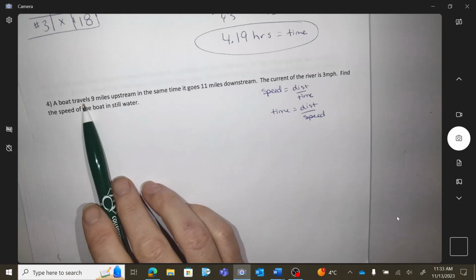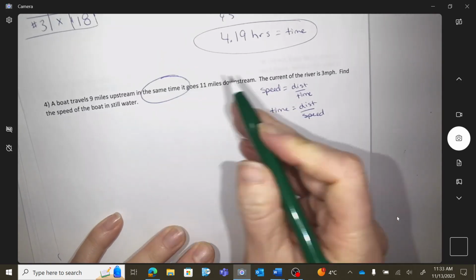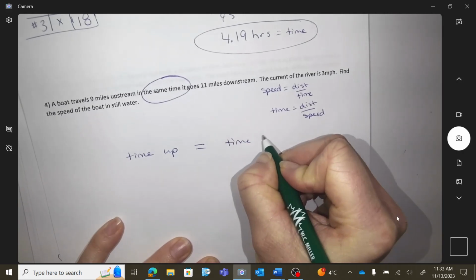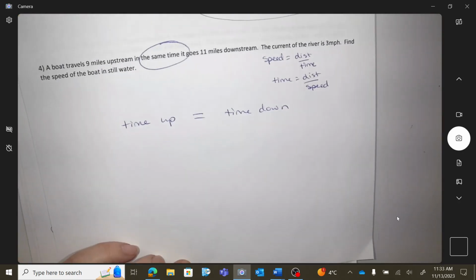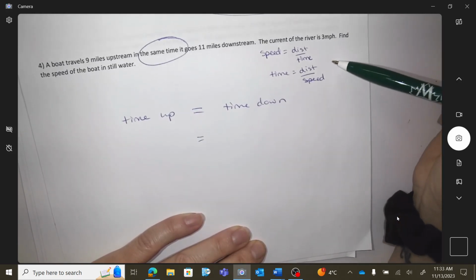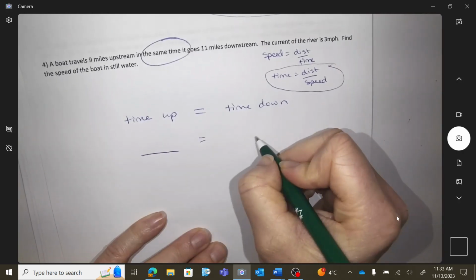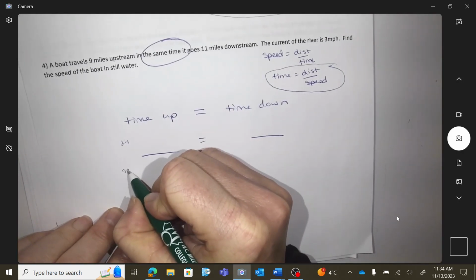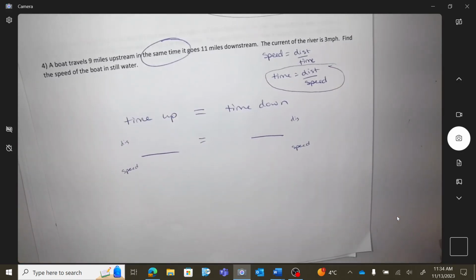Okay. A boat travels 9 miles upstream in the same time it does that downstream. So I want you to write time up equals time down. The time to go upstream is the same as the time going downstream. Okay, so I'm going to use this. So I'm going to put a fraction and a fraction. Okay, so you guys know what I'm doing here. I'm trying to fill in distance and speed.